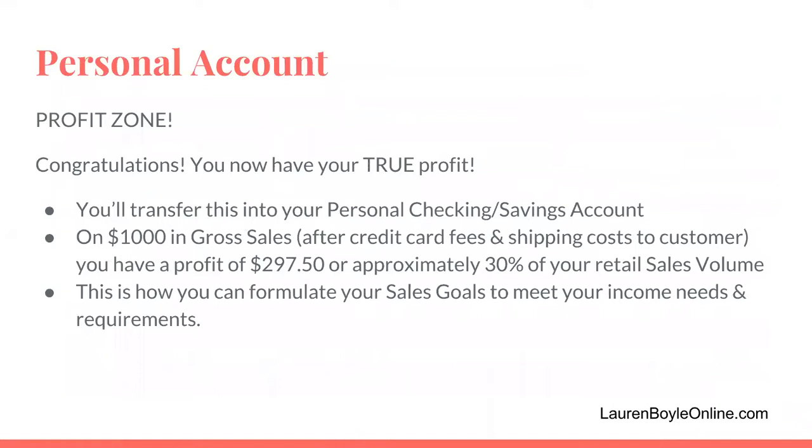So for this example, on $1,000 in gross sales, after the credit card fees and shipping costs to customers, you have a profit of $297.50, or approximately 30% of your retail sales volume. This number is so incredibly important to understand. This is how you can formulate your sales goals to meet your income needs and other requirements.